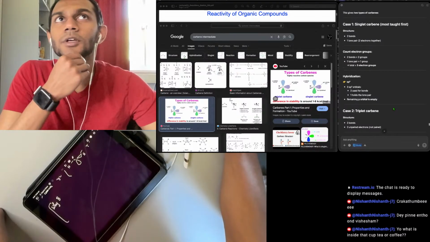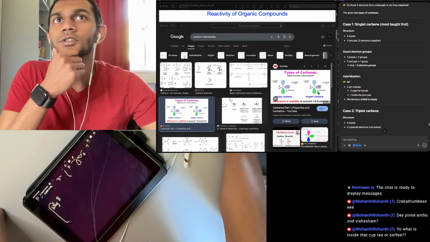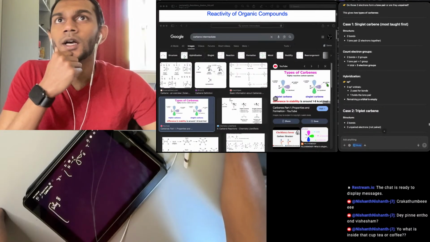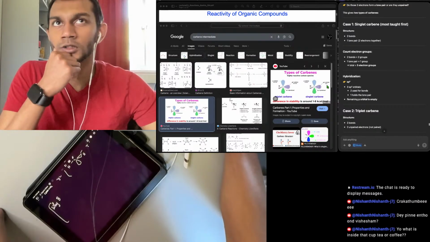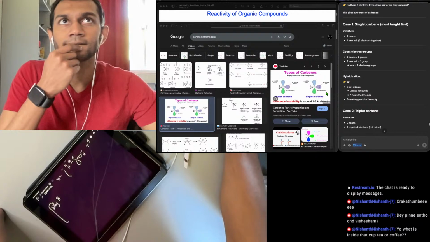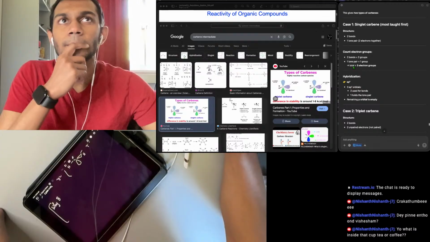Okay, the triplet, singlet carbene. So right now I'm learning this one, where the sp2 orbital is full and the p orbital is free. Okay, two bonds and one lone pair of electrons together.